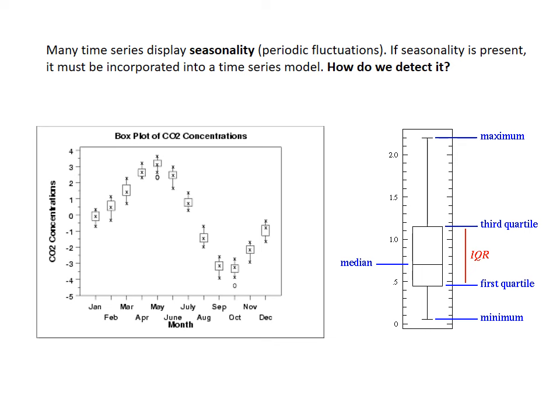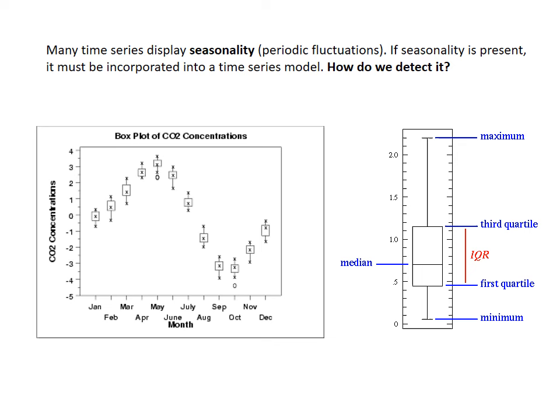Lots of time series also display seasonality. So if we're differencing things and taking out linear trends over time, what we may be left with after that are seasonal or periodic fluctuations that we can easily take out. And if it's present, we can incorporate it into a time series model.